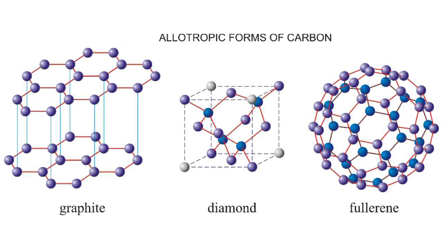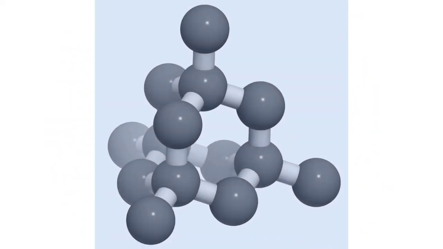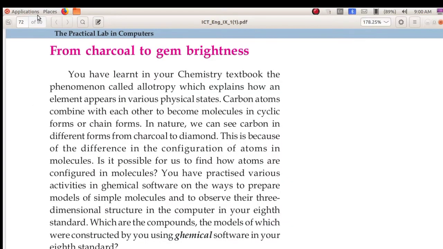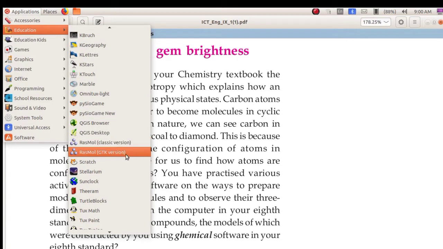Moreover, graphite is soft while diamond is extremely hard. So we can say that the different forms of an element have different physical properties but the same chemical properties. Dear children, today in this class we can open a new software. The name of that software is Rasmol. By clicking on applications, education, select Rasmol GTK version. Here you can see two versions of Rasmol. The first one is Rasmol classic version and the second one is Rasmol GTK version. So click on GTK version.